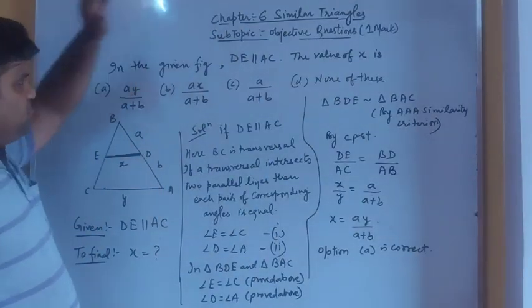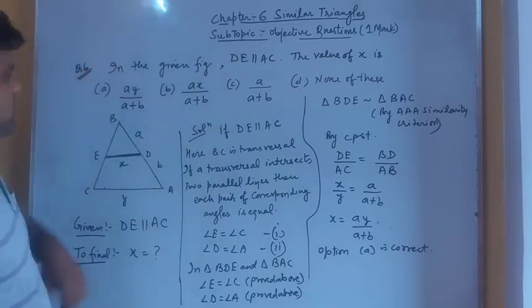In the given figure, DE is parallel to AC, the value of x is? Here which option is correct?